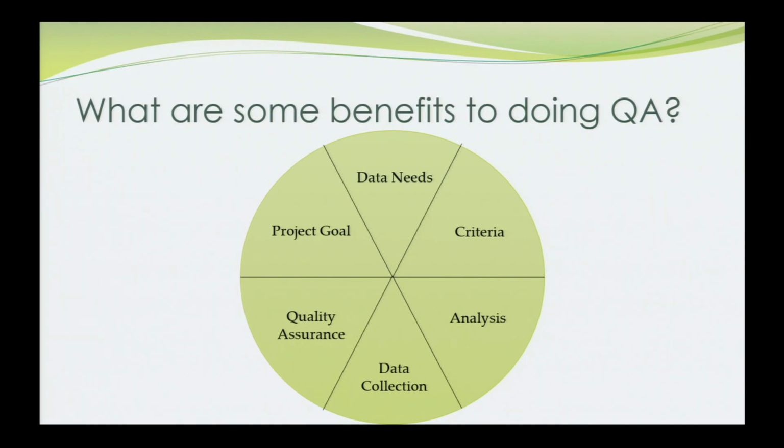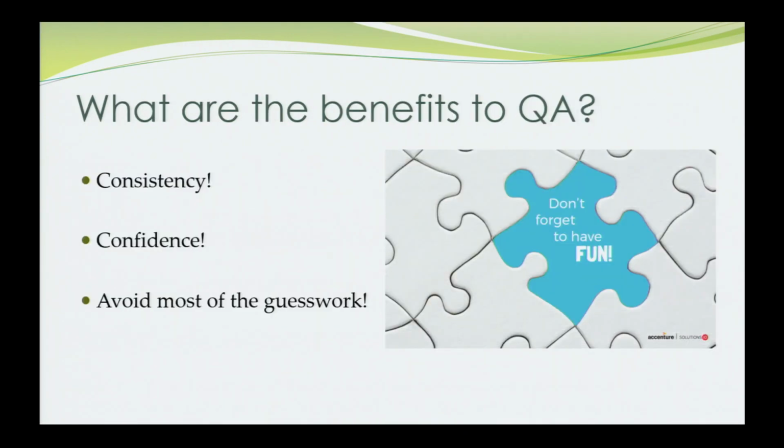Data collection, that's the what, how, when, where of collecting that data. The analysis: when you plan out your statistical analysis, that will help you to determine how many data points you are going to need to be able to effectively answer your study questions. And quality assurance: what are the quality assurance and quality control activities you need to do to ensure the quality of the data? So these are just some of the things that you will step through in your systematic planning process. And then there are a lot of benefits to doing that.